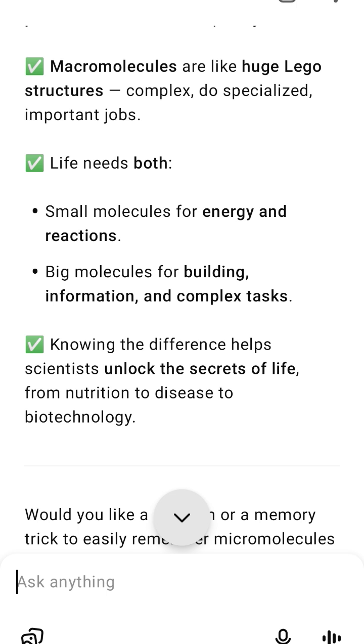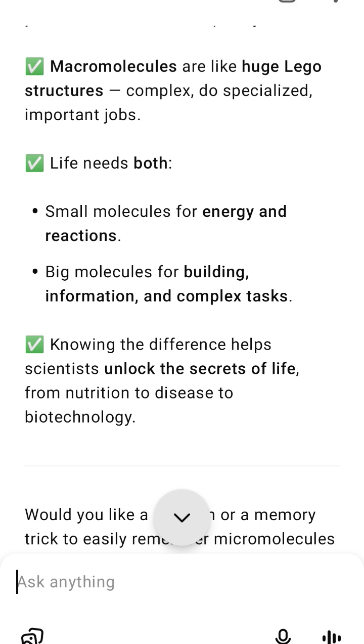Why does this matter? Dividing biomolecules into groups helps scientists understand what roles different molecules play in cells. Study them separately for research. Discover how diseases affect small versus big molecules. Make medicines targeting specific molecules. It's also a basic principle of biochemistry, helping organize the huge variety of chemicals in life.